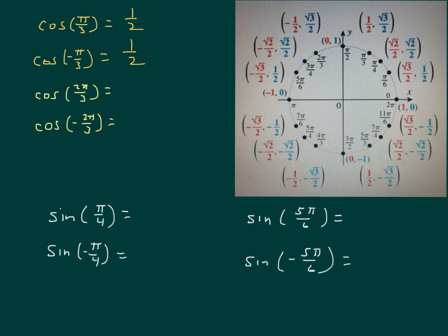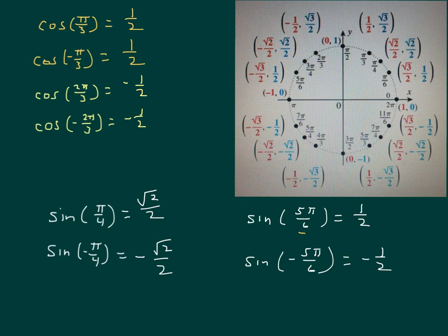What I'd like you to do right now is pause the video and go do the next two: the cosine of 2 pi over 3 and the cosine of negative 2 pi over 3. Once you're done with that, go ahead and do the ones with sine as well: sine of pi over 4, sine of negative pi over 4, sine of 5 pi over 6, and sine of negative 5 pi over 6. So pause the video and do those very similar to what I did in calculating that one.